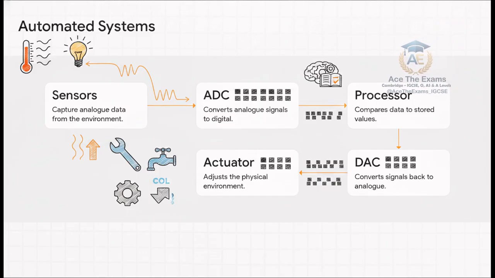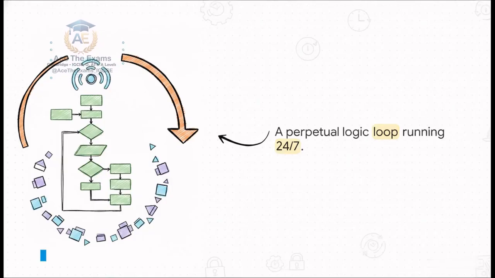That digital command passes through a digital-to-analog converter, a DAC, which triggers a physical actuator, like spinning a motor or opening a valve, to adjust the environment. If you look at the logic, it builds into a perpetual flowchart. The system is constantly checking conditions, making a rapid yes or no decision based on the data, adjusting if it needs to, and then immediately looping right back to check the sensors again. This closed loop lets processes run optimally 24/7, entirely removing the need for human monitoring. It's safer, it's faster, and it's infinitely more consistent.